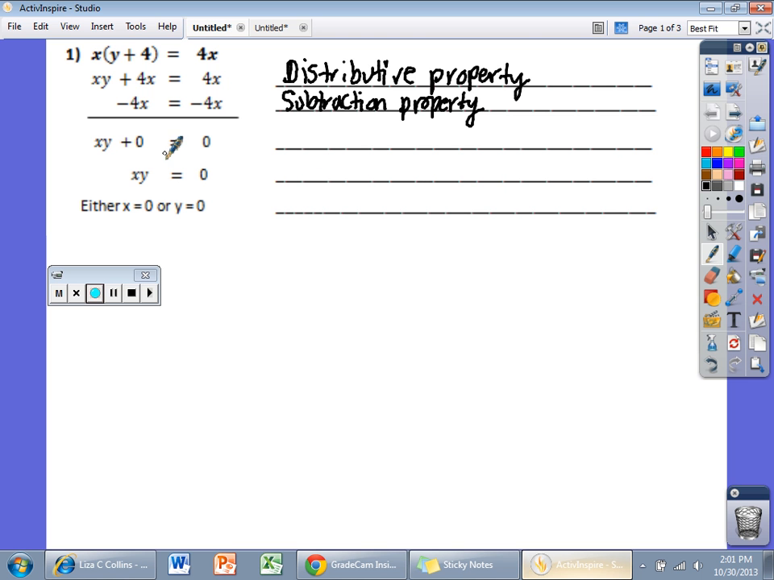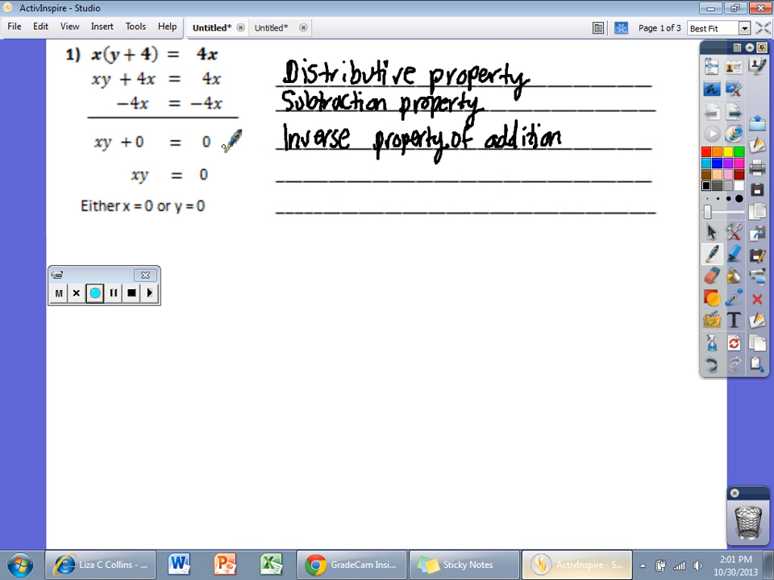Now here is where we want to talk about why is this 0? Well, this is 0 because of negative 4x and a positive 4x add together to give us 0. And that's the inverse property of addition. All the inverse property of addition tells us is that negative 2 plus 2 is equal to 0. Something added to its opposite is going to give us 0, and that's exactly what's happening in that step.